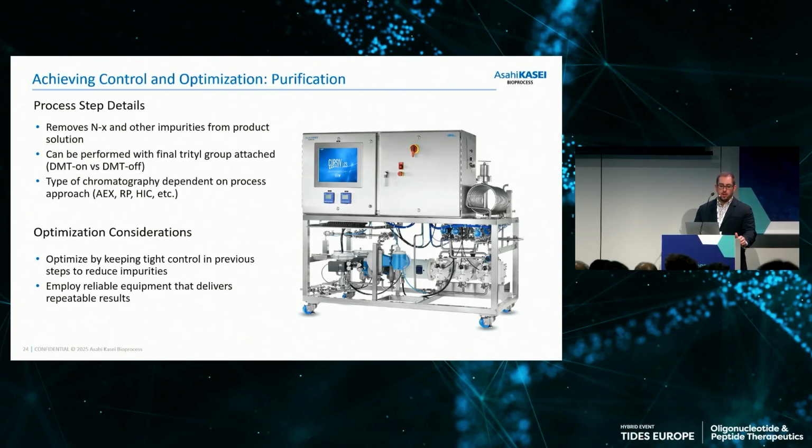I mentioned final detritylation. Depending on how your synthesis ends up, you may choose to leave that trityl group attached or not, for DMT on or DMT off purification. And that can be handy depending on the chromatographic modality that you've chosen. That DMT handle can provide, in some cases, a convenient way to simplify your purification. With oligos, we're generally looking at ion exchange chromatography, reverse phase, or hydrophobic interaction.